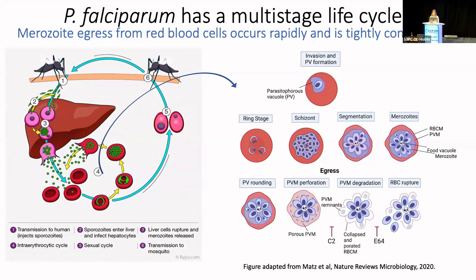Then the parasitophorous vacuole membrane porates and degrades. The red blood cell membrane collapses and porates, and then there's finally rupture of the red blood cell membrane. I just want to draw your attention to this drug here, E64, which is a cysteine protease inhibitor that essentially prevents red blood cell membrane rupture.